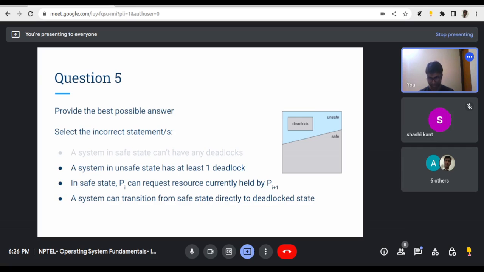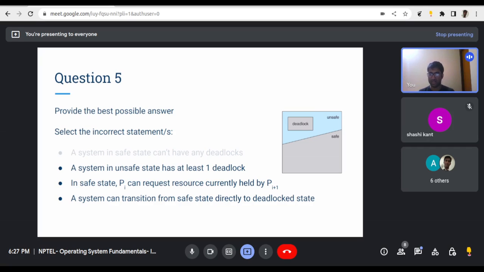Okay, so that is the thing with the unsafe state. In a safe state, a process Pi can always request a resource that is currently held by a process that has started before it. That is, it cannot be I plus 1, it has to be I minus 1 or something like that. The other process should have started before.